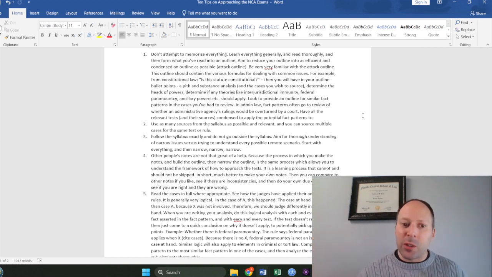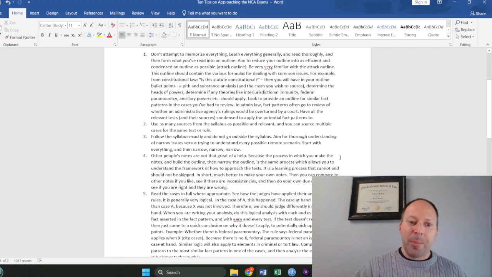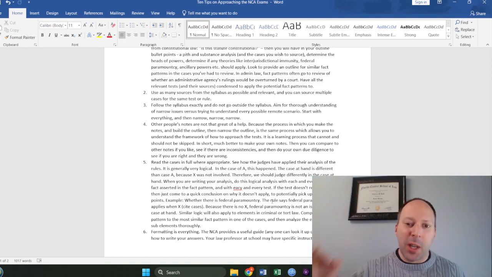Aim for a thorough understanding of narrow issues versus trying to understand every possible remote scenario. Start with everything and then narrow, narrow, narrow. Tip number 4, other people's notes are not that great of a help, especially at first, because the process in which you make the notes and build the outline and then narrow the outline is the same process which allows you to understand the framework of how to approach the test.